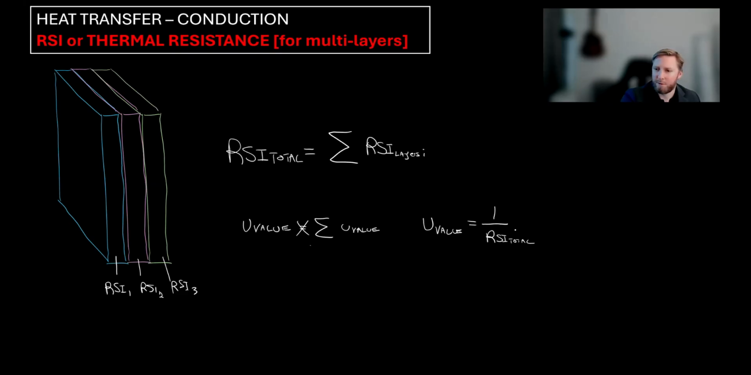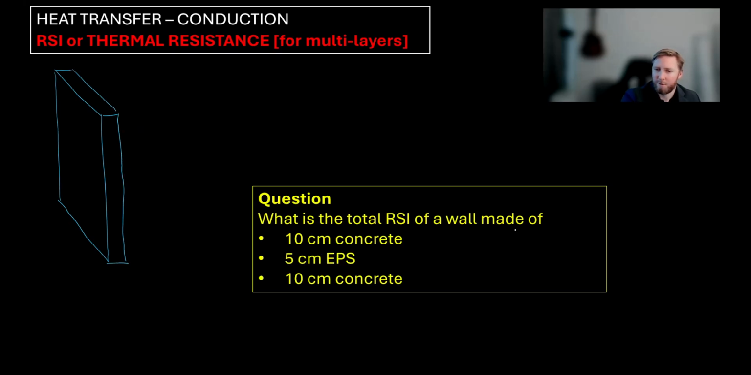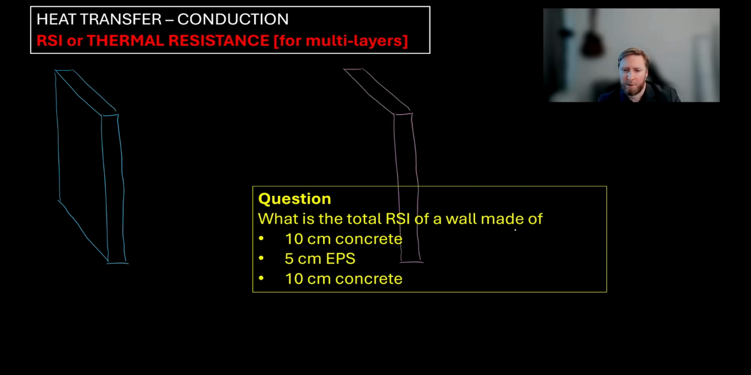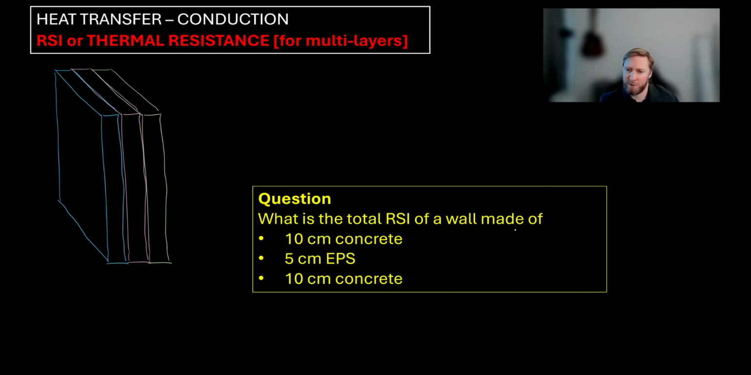So that's just a tip there. And here's a question to just test your understanding. So we have a wall system, and it's asking you, what is the total RSI of this wall system? It's got 3 layers. So it's got 10 centimeters of concrete, 5 centimeters of EPS, and 10 centimeters of concrete. So using the past approach, find the RSI of each layer, add those together, and get your total RSI.